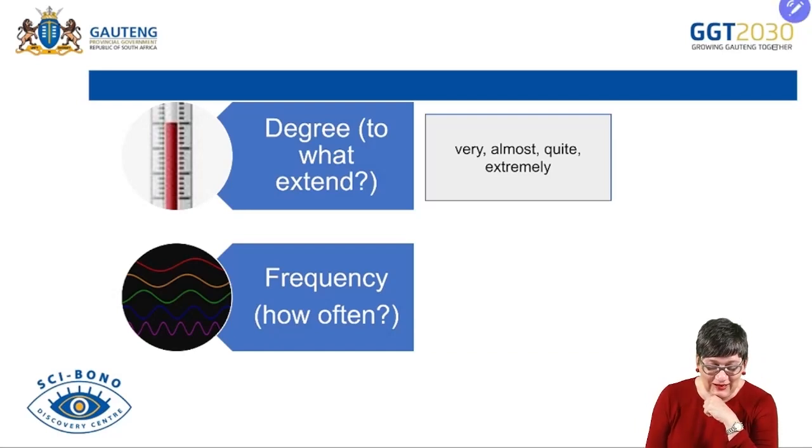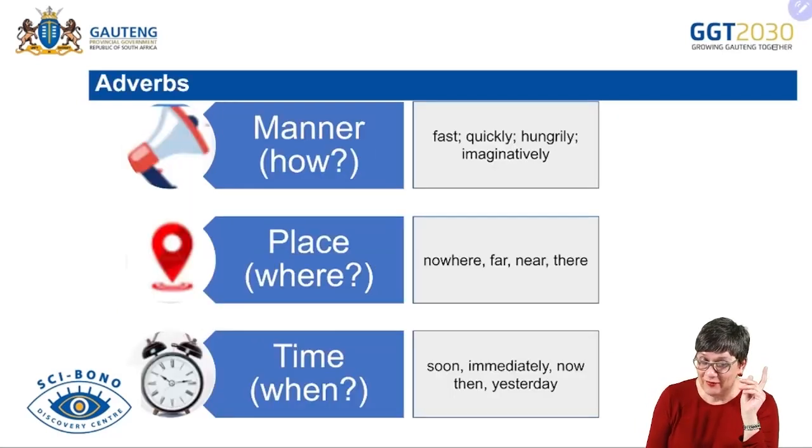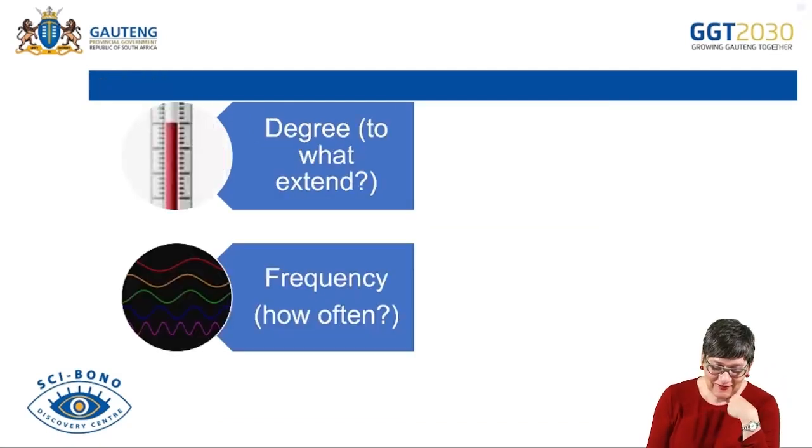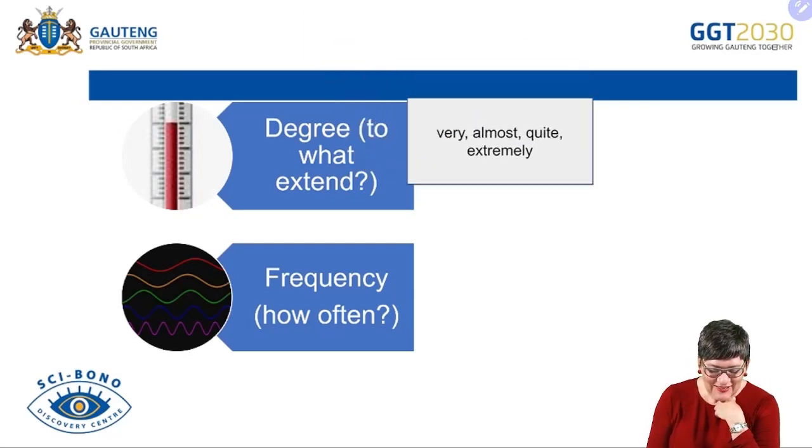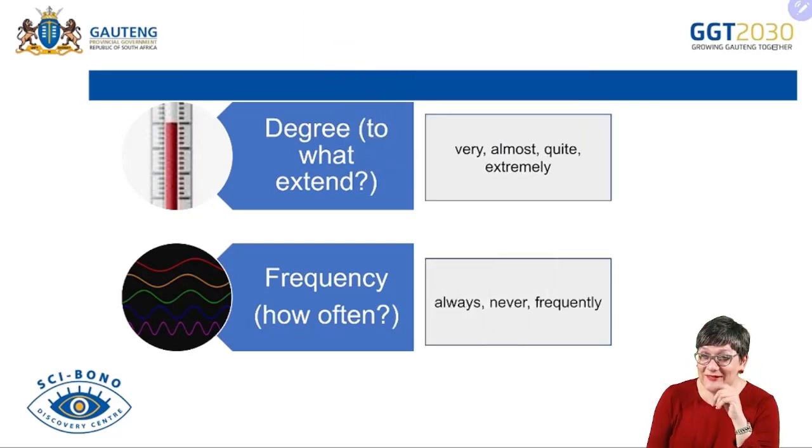So, do you want to quickly go back? Let's just rewind again. We've got manner, we've got a place, we've got the time, we've got a thermometer to tell us a degree. That's how I remember it. And then obviously you've got your little waves for frequency.